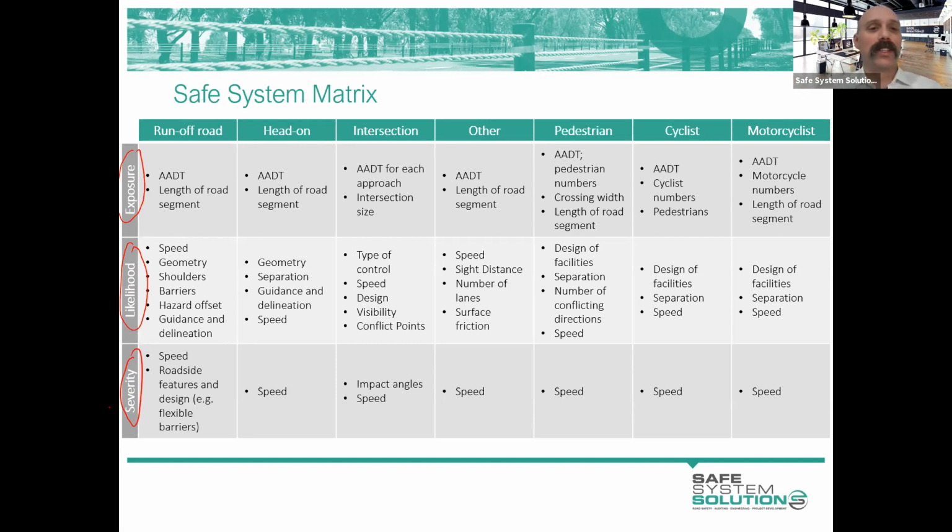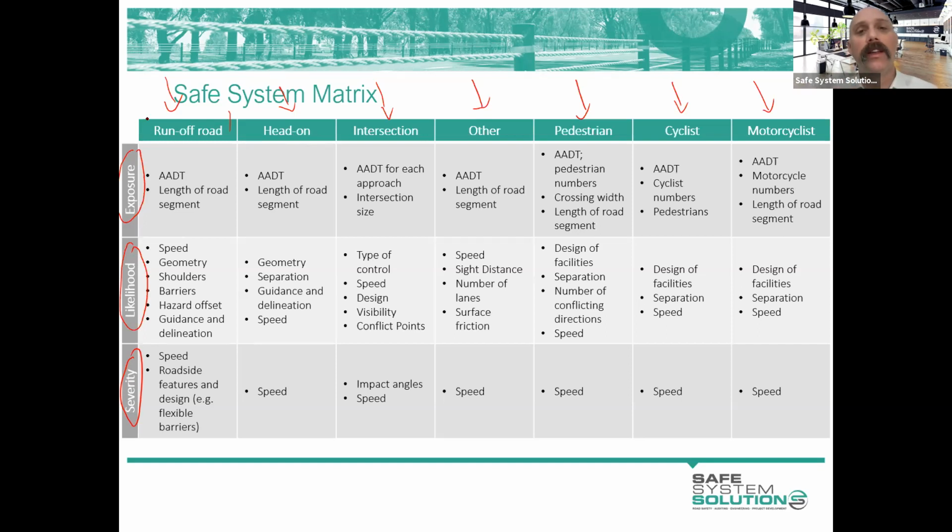The columns of a safe system assessment are the different crash types that cause all the trauma on our road network. And so they are run-off road. This is passenger vehicles or potentially heavy vehicles leaving the road and striking something, or rolling over as well. So that's run-off road.